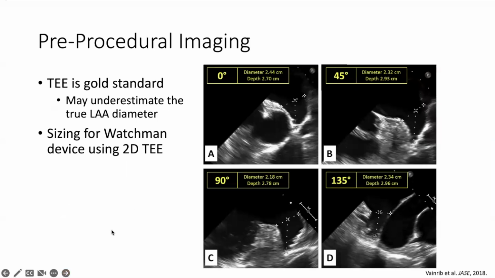So the gold standard for pre-procedural imaging and sizing is the TEE currently, though there is a caveat that it may underestimate the true left atrial appendage diameter. And so, for example, for the Watchman device, the company has published the protocol that the sizing should be measured at 0, 45, 90, and 135 degrees for adequate sizing. And this is what it looks like on TEE, the measurements of both the diameter and the depth in each of these angles.